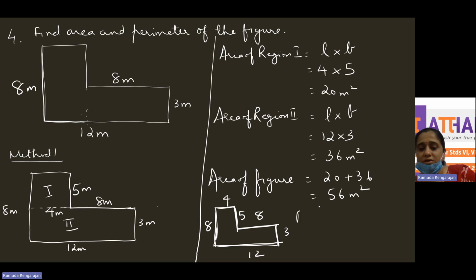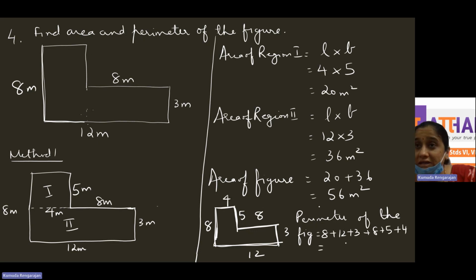So perimeter is equal to perimeter of the figure. Perimeter of the figure is equal to 8 plus 12 plus 3 plus 8 plus 5 plus 4. What's the answer, Tanya? 40. 20, 31, 40. Very good. 40 meters.